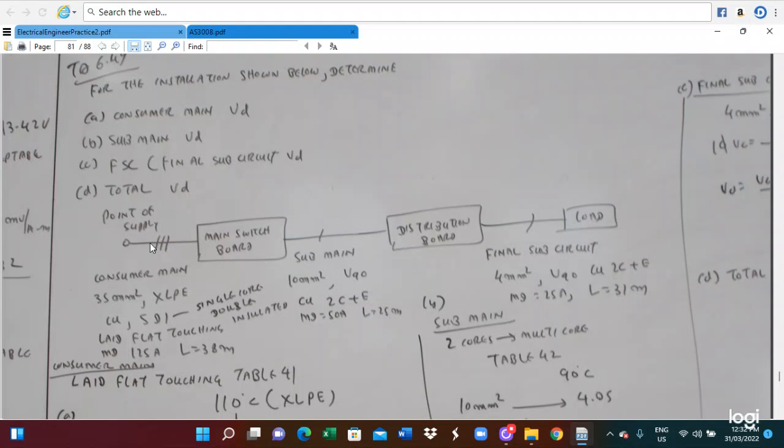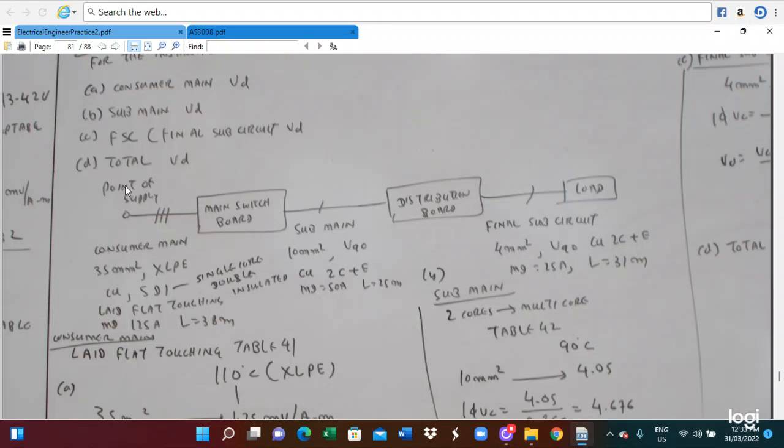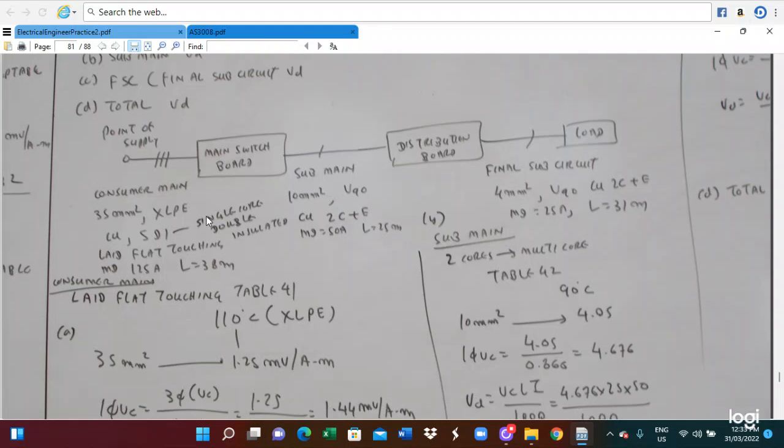So here you can see that here is the point of supply, and there are three-phase wires connected to the main switchboard, and single-phase wire. This is connected between the main switch and the distribution board. This is a sub main, and from the distribution board to the load, this is the final circuit. So all the sub main and final circuits are single phase, and from the point of supply to the main switchboard is the consumer main, a three-phase supply.